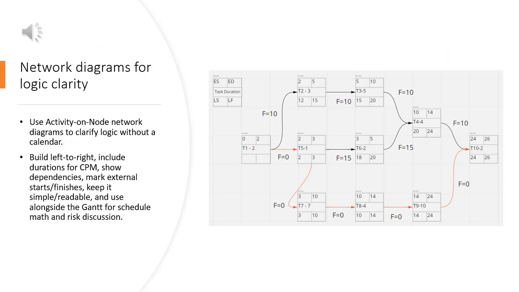Network diagrams visualize task logic without a calendar. Activity on Node uses boxes for activities and arrows for dependencies. They help detect missing links and parallel opportunities. Build from left to right, start to finish. Include durations on nodes to support CPM. Mark external starts and finishes clearly. Keep the diagram simple and readable. Use it alongside the Gantt chart. It is your map for schedule math and risk discussion.